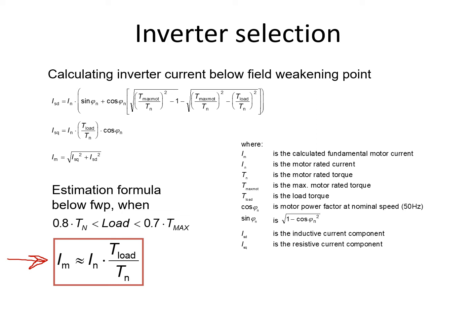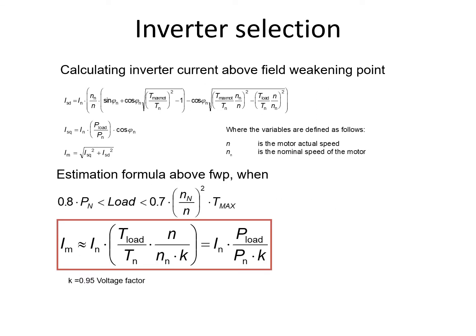Our inverter current should be calculated from the motor current, the motor rated current here, IN, as well as the load torque and rated torque of the motor. But this formula is valid below the field weakening point. That means it is to the left of our rated point. That's this way. So you remember, the field weakening point is the point after which our flux gets weaker than before. So before it was like that.